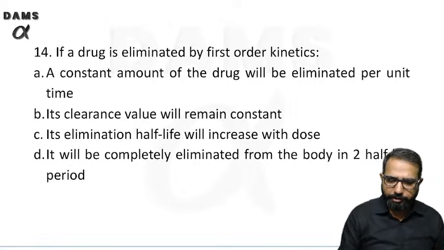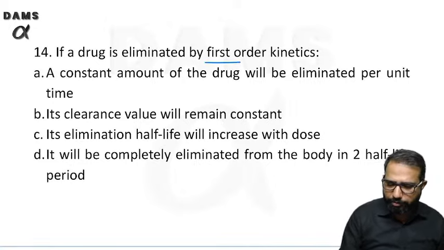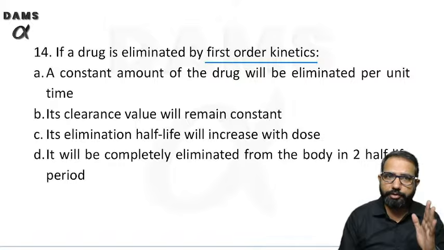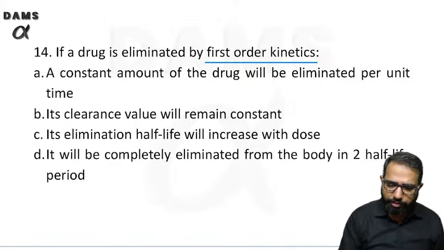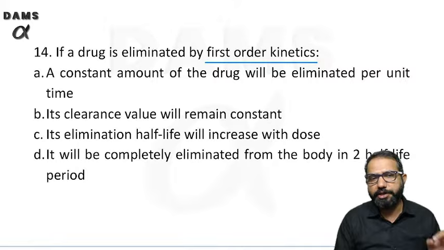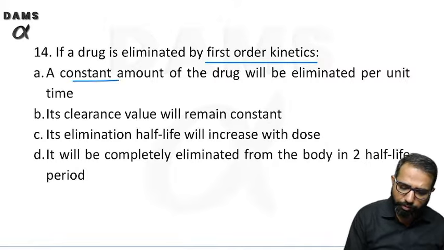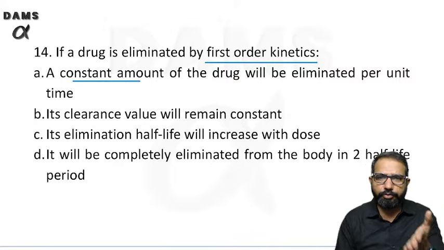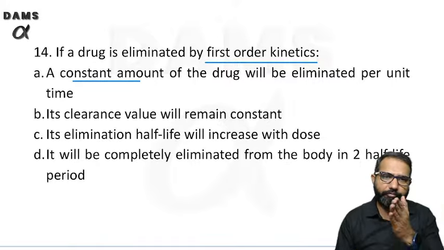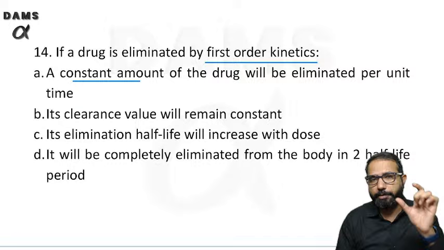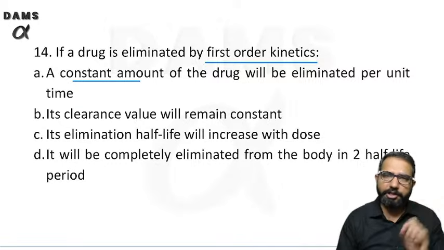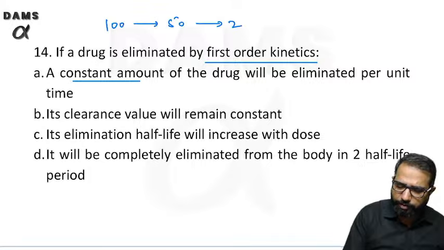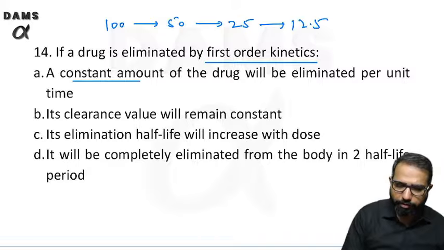Okay, next question. If a drug is eliminated by first order kinetics, because most drugs are eliminated by first order kinetics, let's see. A constant amount of drug will be eliminated per unit of time? No, a constant fraction of the drug. We have discussed 100 to 50, 50 to 25, every time 50%. The fraction is the same, not the amount. 100 to 50, the amount is 50. 50 to 25, the amount is 25 only, but the fraction is the same. So the first option is false.